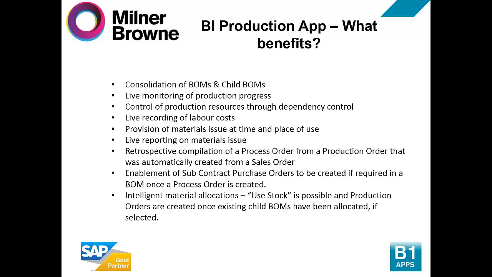Intelligent material allocations. Use stock as possible, and production orders are created once existing child BOMs have been allocated if selected. What that means effectively is if you're making an item and you have sub-assemblies that you keep in stock for maybe spare parts or for future use, it will use those elements first if you select to do so.